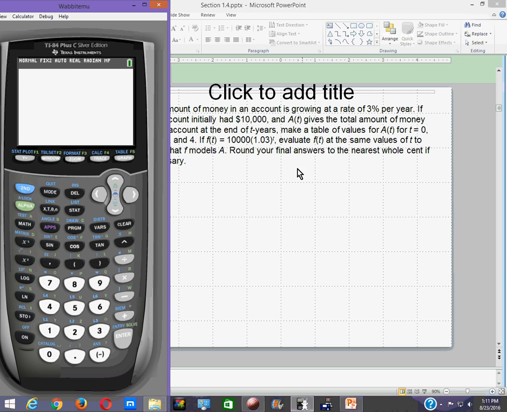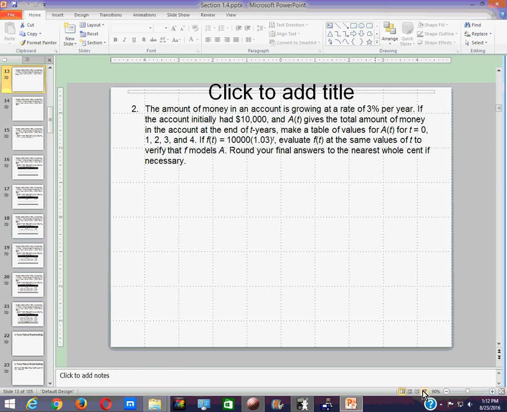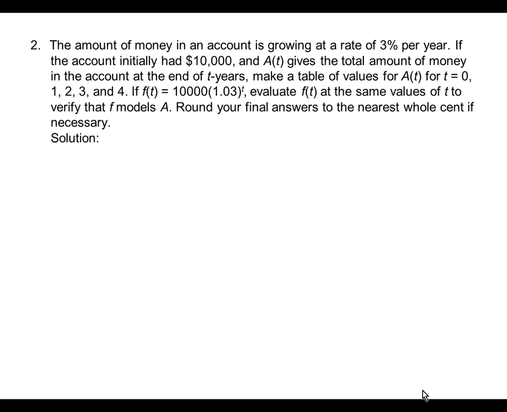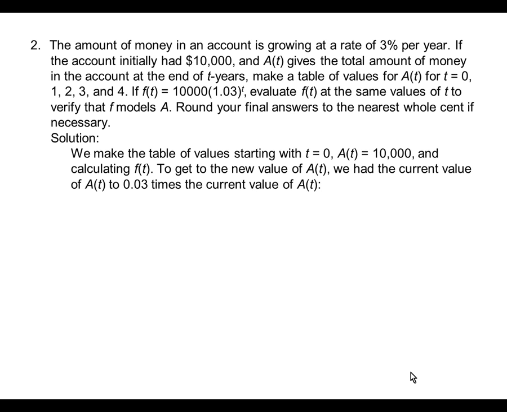Now we are going to have to calculate f of t for t equals 0. Let's go ahead and do that now. So vars, y vars, function y1 of 0. It is in fact $10,000, which is what we started with. So our solution. We make the table of values starting with t equals 0, and A of 0 is going to be 10,000, right? Because that's what we started with. And we calculate f of t, which we just did.